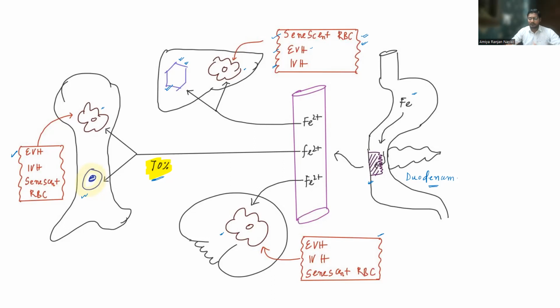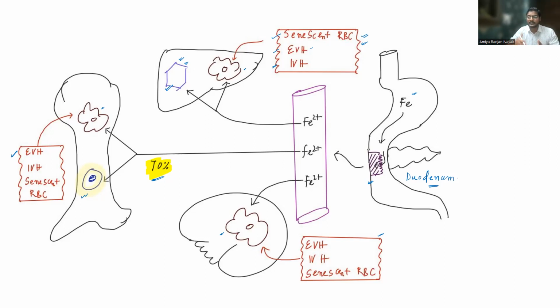Apart from this, iron will also be taken up by various other cells, so that those cells can use the iron for their purposes, like synthesis of enzymes or storage in myoglobin. All those things can happen, but these are the important tissues where the iron is going, and we have to understand what is happening in all these cells and tissues, and that will make our concepts really clear about iron metabolism.